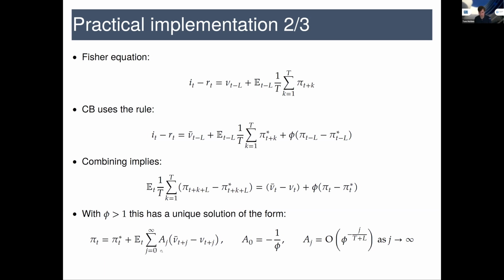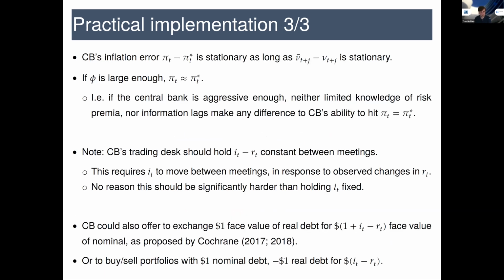These A coefficients decrease quite quickly as J increases. And the important thing is that the larger phi is, the smaller are the A coefficients. So if the central bank is sufficiently aggressive, then inflation is going to be approximately equal to its target. So even with all of these extra complications, the central bank is still essentially able to hit pi equals pi star independent of the rest of the model.